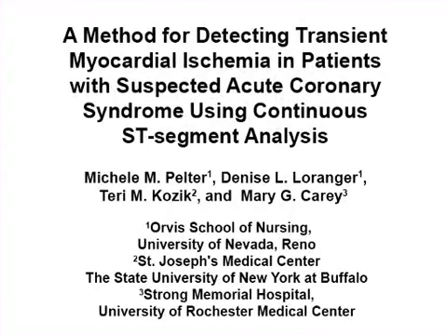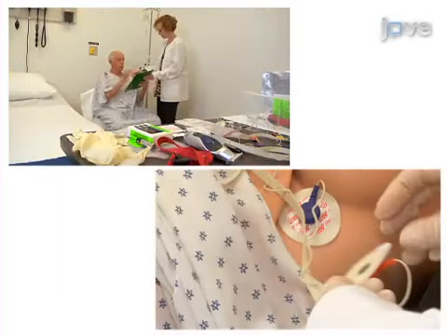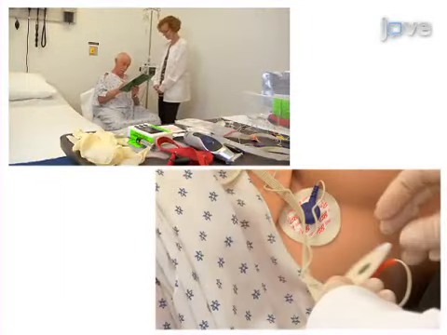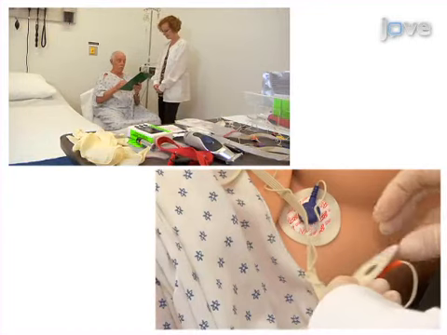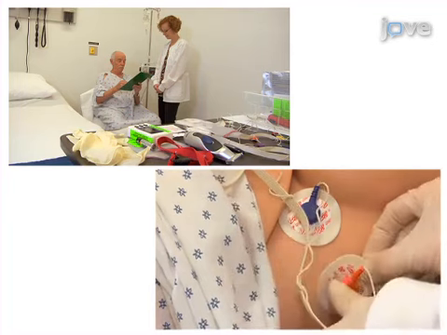The aim of this procedure is to identify transient myocardial ischemia among patients with suspected acute coronary syndrome, even when asymptomatic, using continuous 12-lead electrocardiographic or ECG monitoring. Patients with suspected non-STEMI or unstable angina are identified as they are admitted to the emergency department, telemetry department, or cardiac intensive care unit.